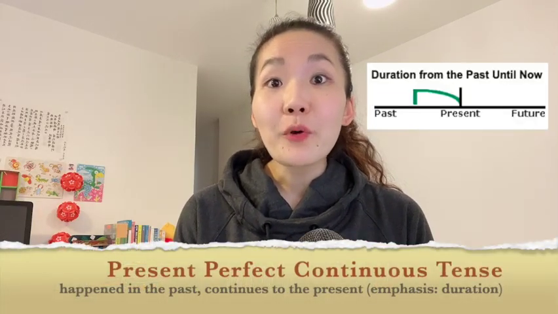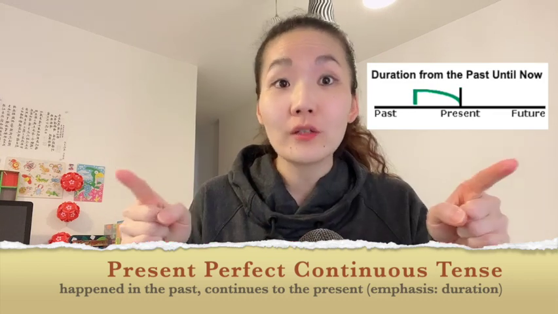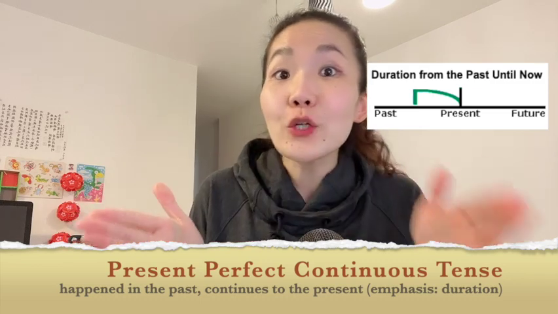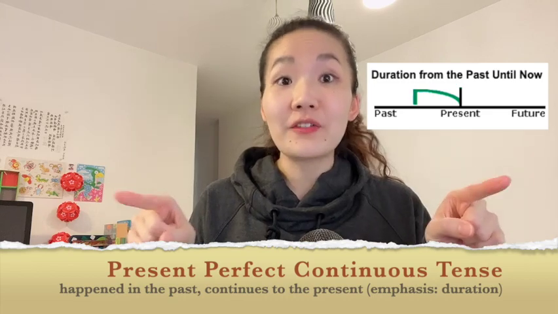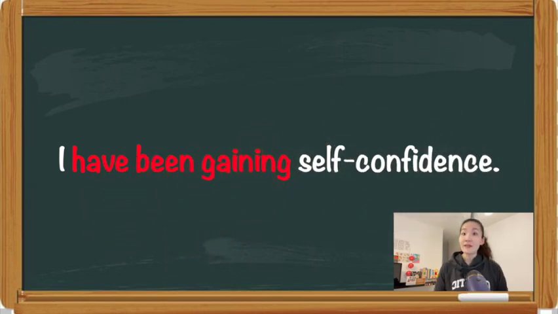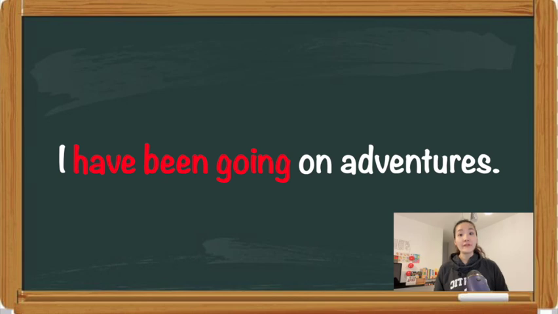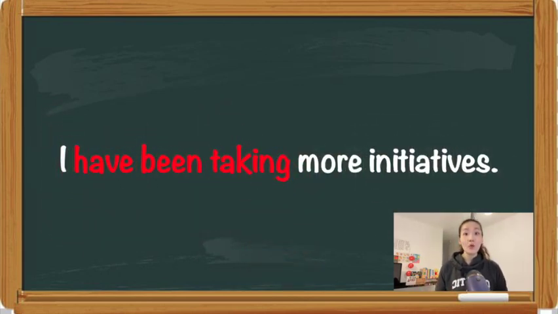Remember the present perfect tense we just talked about? Present perfect continuous tense puts the emphasis on the duration of the action. So if something happened in the past and continues to the present, and you want to stress that it's been a period of time, then we can use the present perfect continuous tense. For example, I have been gaining self-confidence. I have been going on adventures. I have been taking more initiatives.